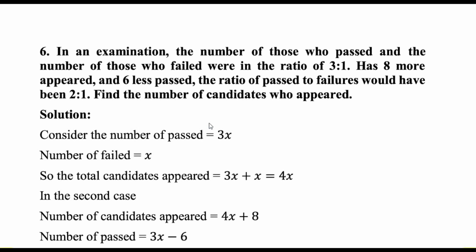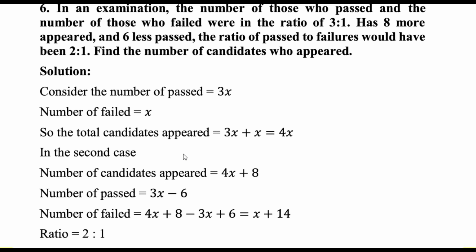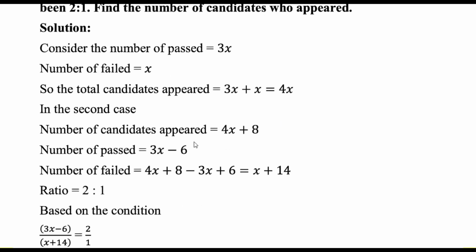So let's come to the solution. Consider the number passed as 3x, the number of failures as x. So the total number of candidates appeared is 3x plus x, which is equal to 4x. In the second case, the number of candidates appeared is 4x plus 8. The number passed is 3x minus 6.